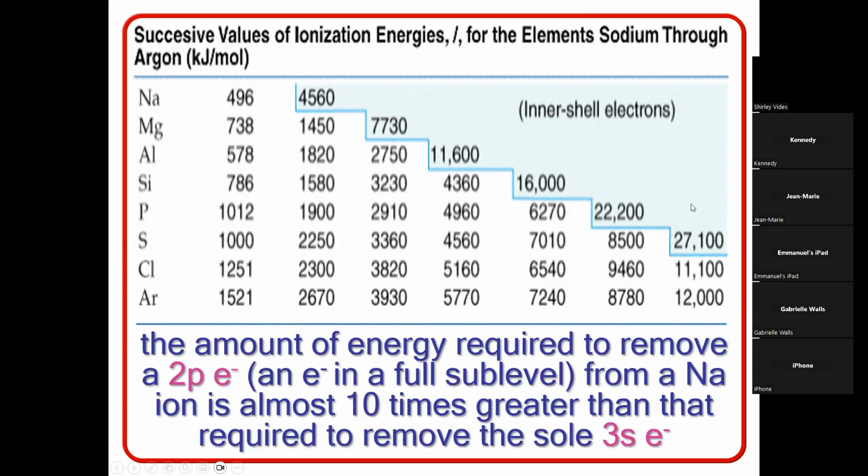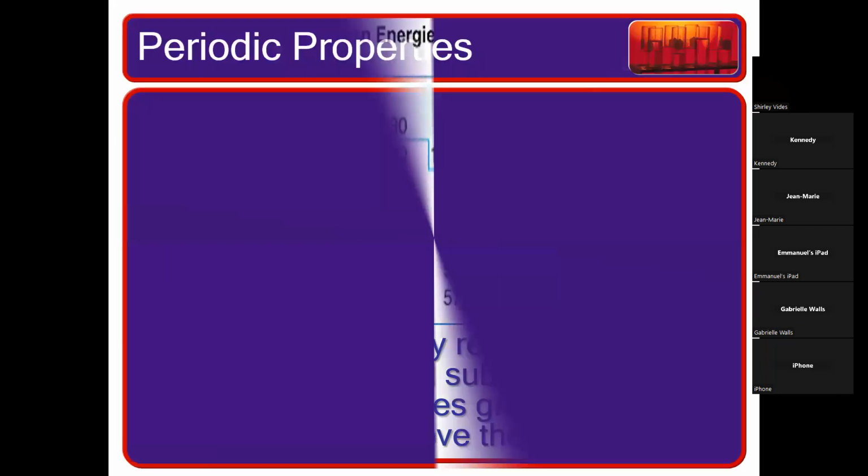There is no way to remove those because remember, nature forms anything that doesn't spend as much energy. So when the amount of energy is too much, and this is almost 10 right here in sodium, if you look 10 times, it is not going to happen. And look at magnesium, it's over 10 times with the first one. You see that? So it is not going to happen. So you are never going to see a sodium +2, a magnesium +3, and aluminum +4. Okay? You're not.